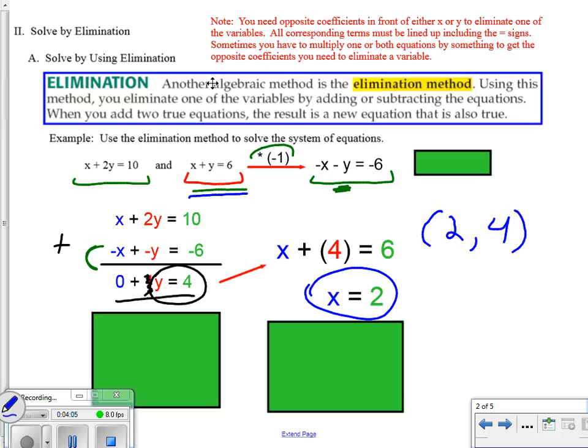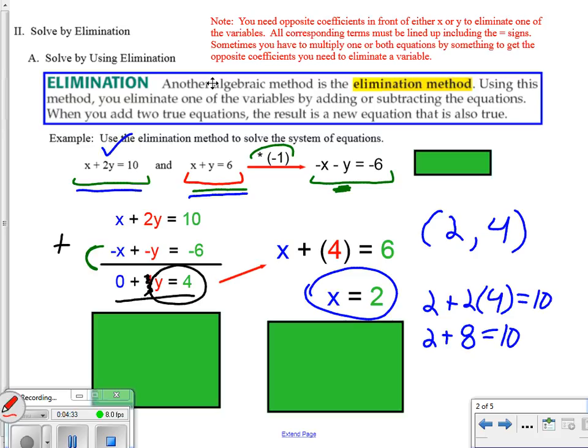Okay, and again, it's always a good idea to check these. So we plug our values into the original equations. If we look at our first one, x plus 2y equals 10. So 2 plus 2 times 4. Well, 2 times 4 is 8, and 2 plus 8 does equal 10, so this one checks out. First one works.